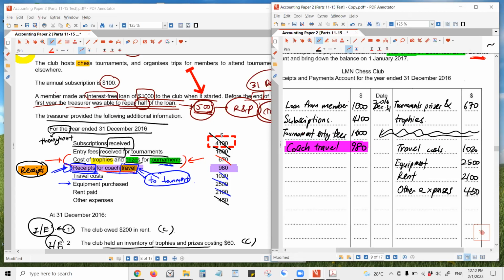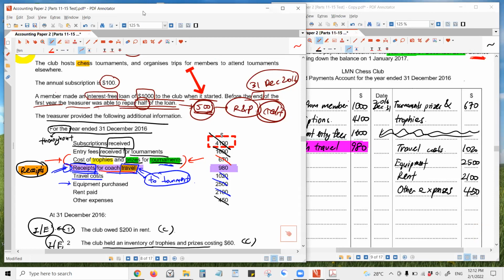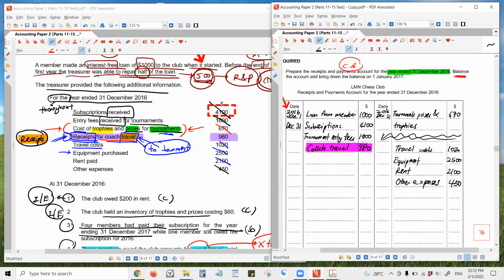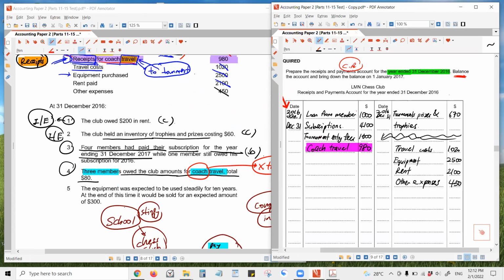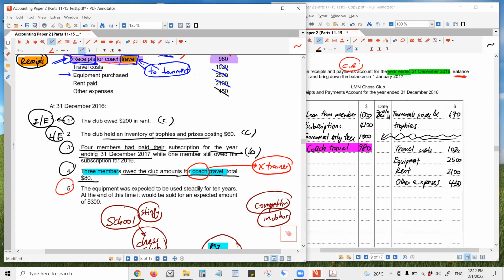Then you continue to see the question. Info number 5 has to do with the equipment used steadily for 10 years. At the end of this time, it will be sold for an expected amount of 300. This is about the depreciation. Later, we see how we can calculate the depreciation for the equipment. It's meant for part C as well. Same goes to info number 4. It's meant to be used in part C.